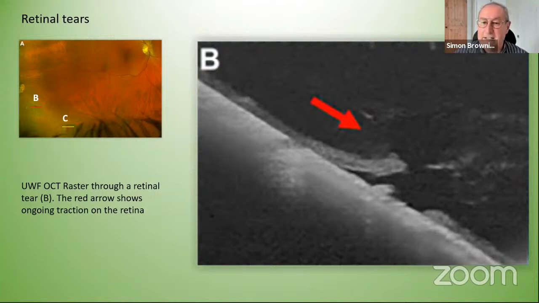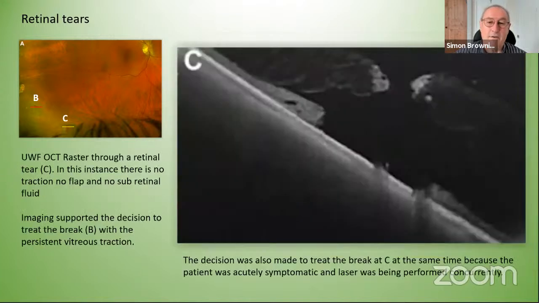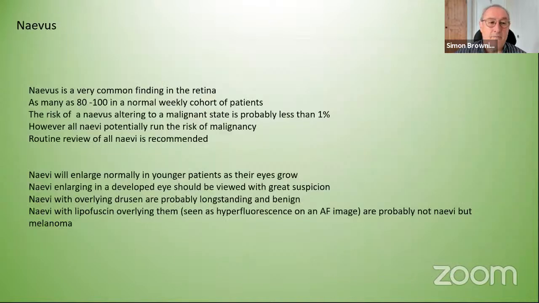The vitreous is still attached to the surface of the retina. It's going to pull and pull and pull. So this should immediately define whether we do treatment, and if so, how quickly we do that treatment. The decision was made in this case to treat not just the break at B, but C as well, because there was so much vitreoretinal traction going on there. So again, another beautiful image there.